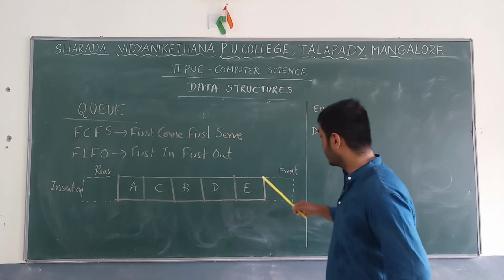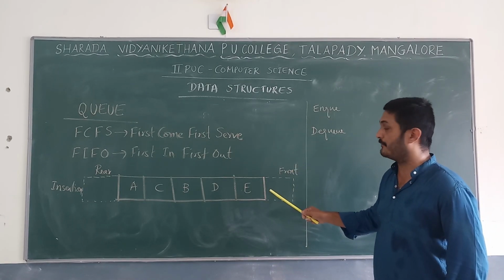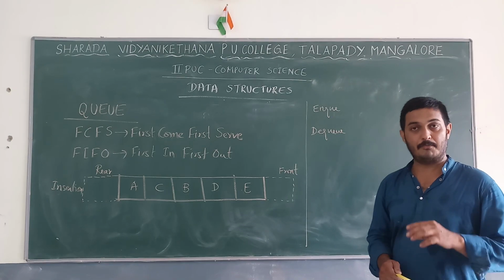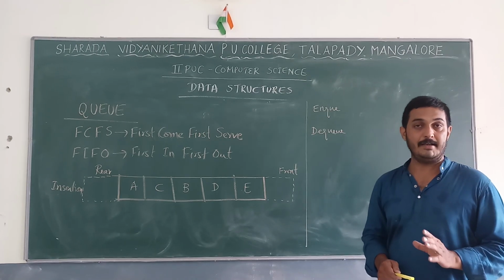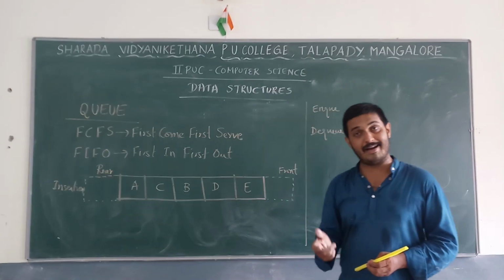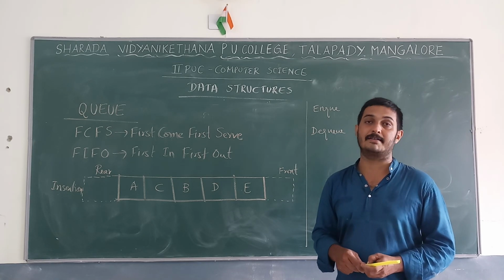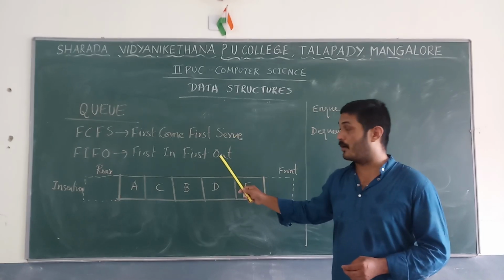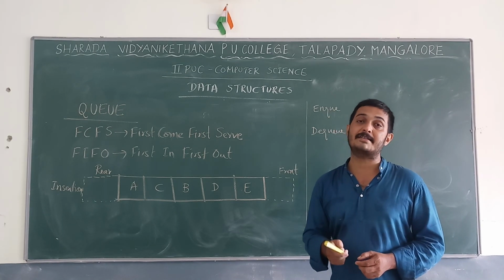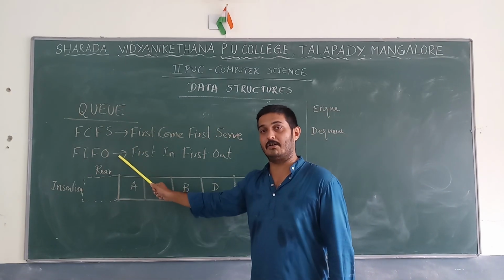This other end is called front, and using the front end we can delete an element. Okay, these are about the queue data structure. So what do you mean by queue data structure? A queue is a linear data structure where insertion takes place at one end called rear and deletion takes place at another end called front. It is also called first in, first out, or FCFS, first come, first serve. So another name of queue is first in, first out.